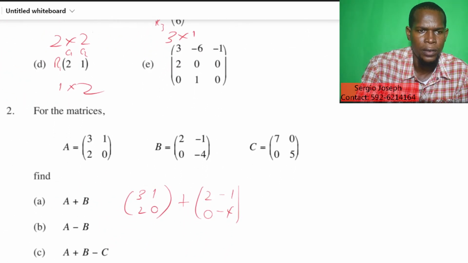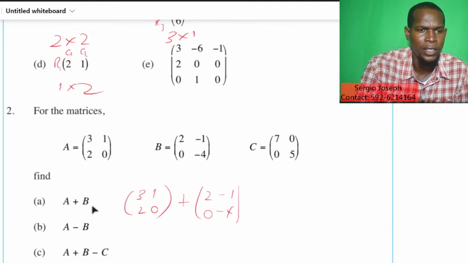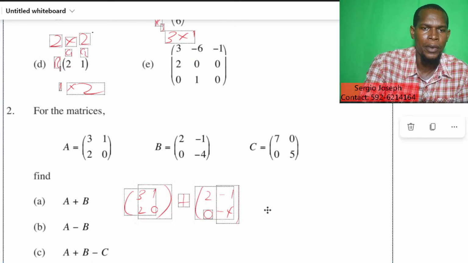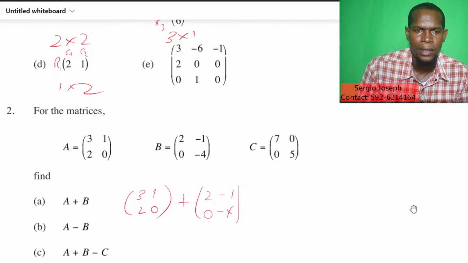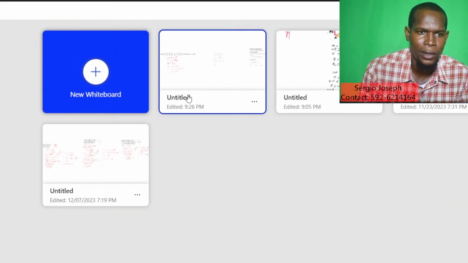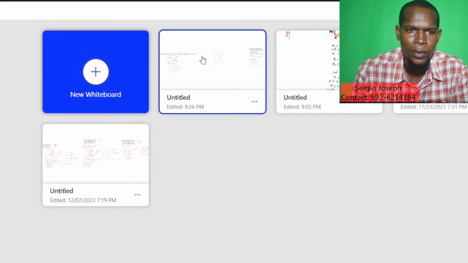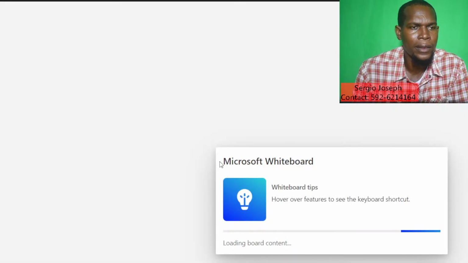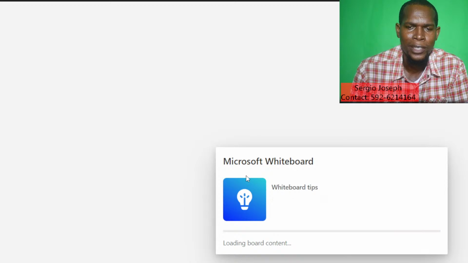All right, so they gave us 3 matrices, and they basically want us to know the addition of A plus B and A minus B and so on. So I just set it down, and remember the rule: simply corresponding element with corresponding element. What did I just do? Corresponding element with corresponding element.